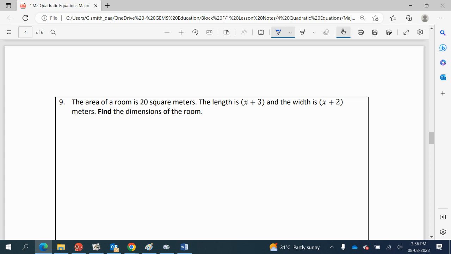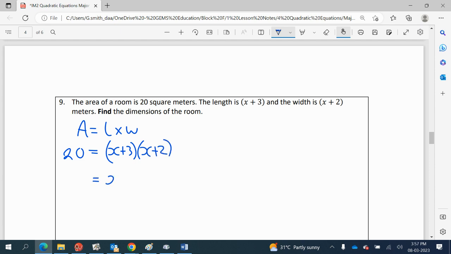The area of a room is 20 square meters. The length is x plus 3. The width is x plus 4. So the area is equal to length times width. So 20 is equal to x plus 3, x plus 2.